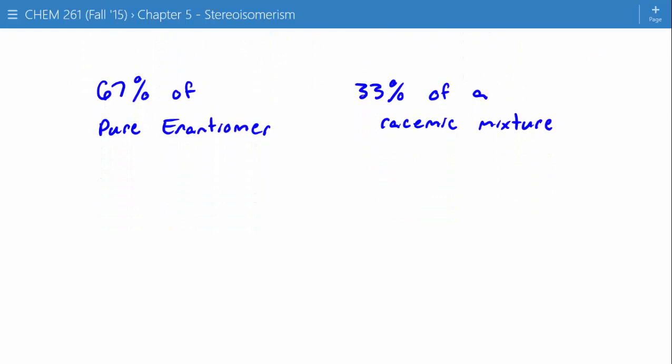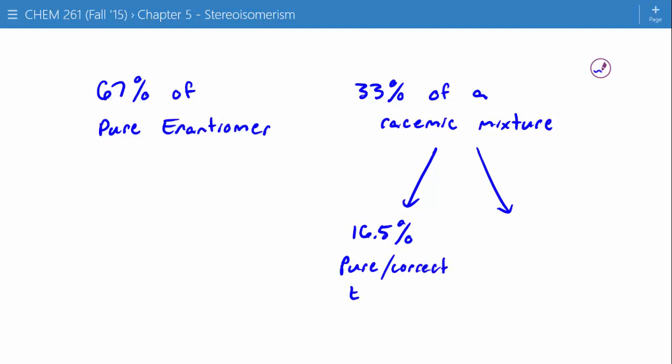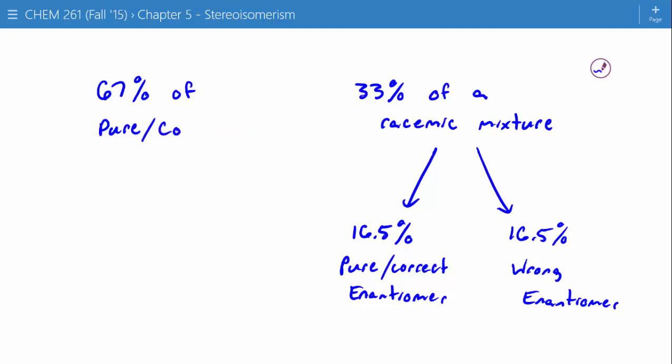So if we break down this racemic mixture, what would that be? It'd be 16.5% pure or correct enantiomer. And then it'd be 16.5% wrong enantiomer. Let me even rephrase this to say pure/correct.